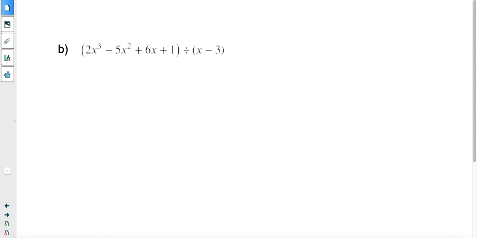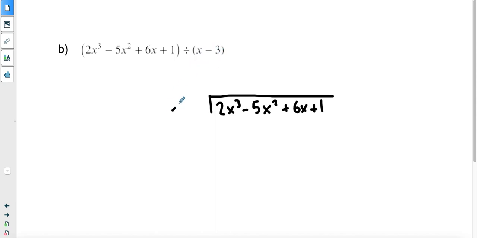Okay, let's do one more example. Here I want to divide this expression by x minus 3. Okay, let's do the same thing. I'm going to write down my 2x cubed minus 5x squared plus 6x plus 1, and I'm going to write out my x minus 3. And now, just like before, I need to think, what can I multiply my x minus 3 by to get this expression?